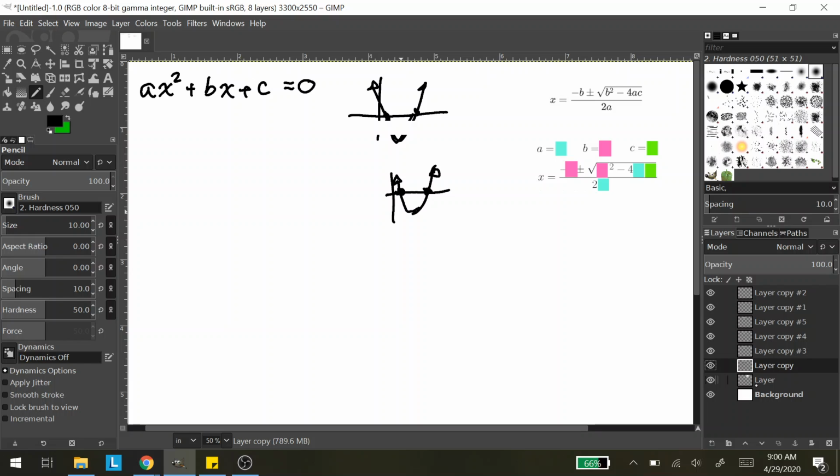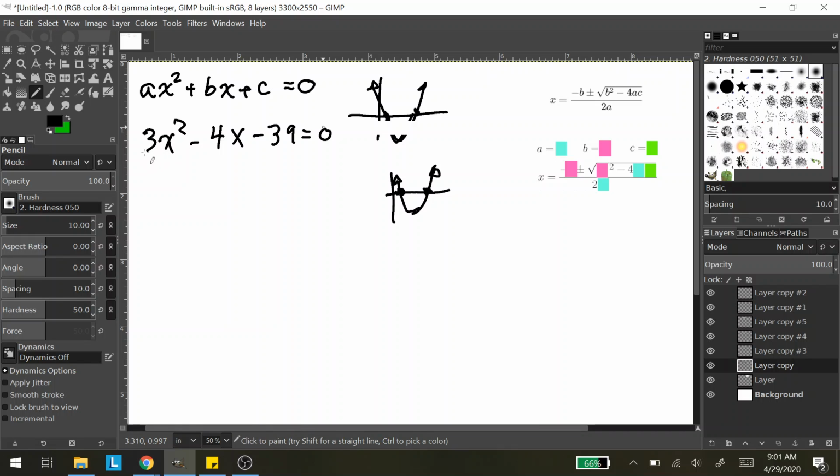So what we need to be able to do is there's multiple steps to this, but the first thing we need to be able to do is pull A, B, and C out. So let's get some numbers. 3x squared minus 4x minus 39.